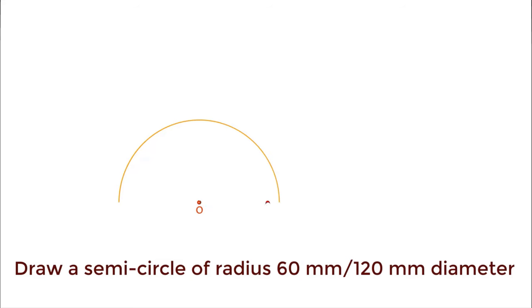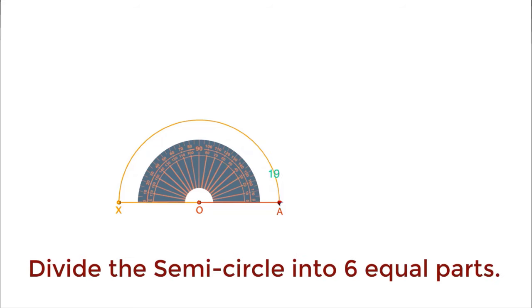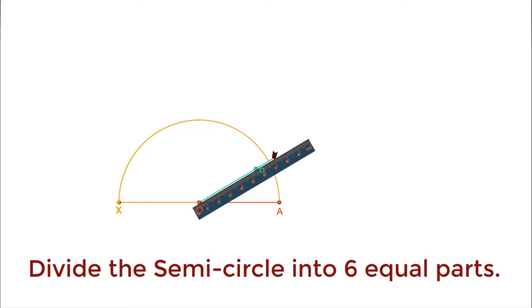We can complete the semicircle by joining the points A, O and X. So OX is the radius of the semicircle, which is 6 cm, and we can extend it from O to A. So AX or XA is 12 cm. Now we locate a point B at an angle of 30 degrees with OA and extend this line.